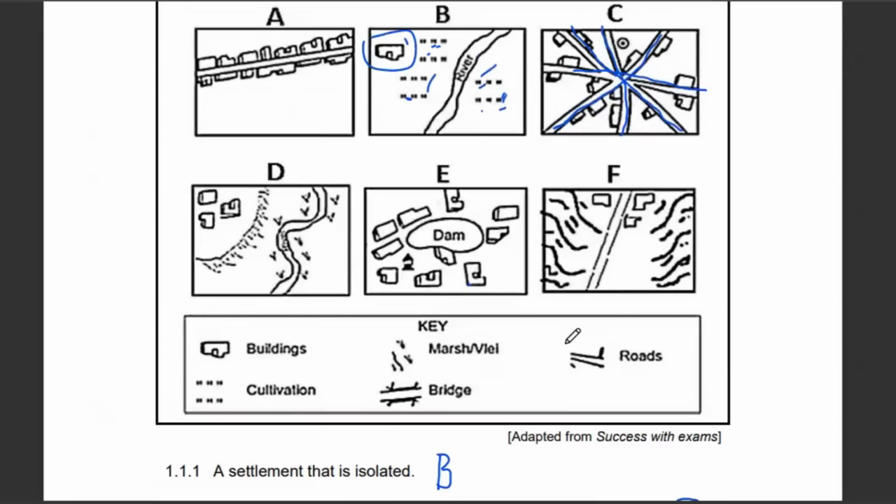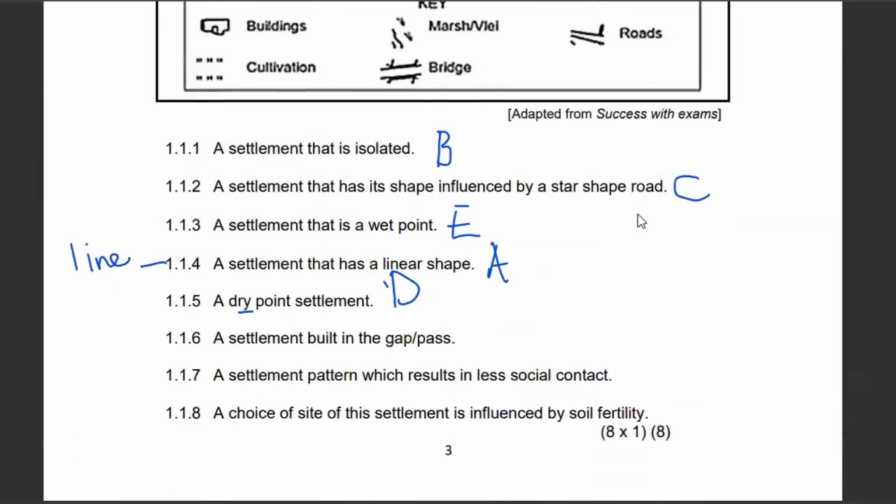If we check here at F, this is a high-lying area, and this is a high-lying area, and automatically this qualifies to be a gap or a pass. So settlement F is the one which has been established in a pass or a gap. So it's correct response F for number 6.